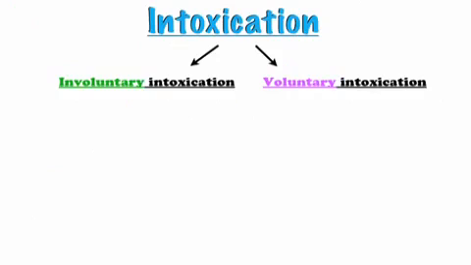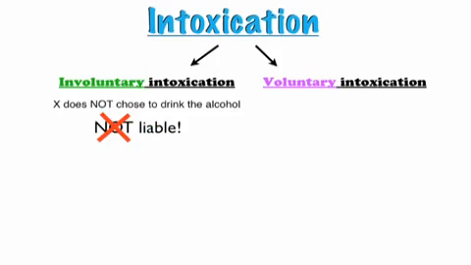Intoxication. Intoxication may cause a person to act in a manner that they would not normally act in. We have two types of intoxication: involuntary intoxication and voluntary intoxication. With involuntary intoxication, X does not choose to drink the alcohol, and therefore X is not liable. With voluntary intoxication, X chooses to drink the alcohol.